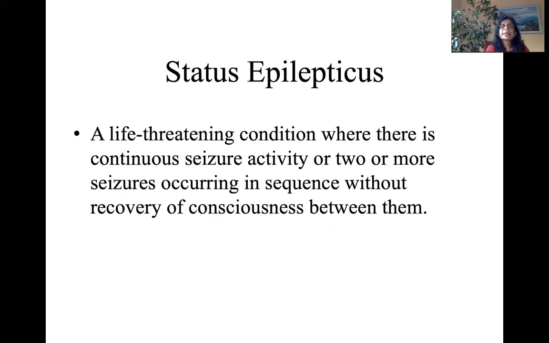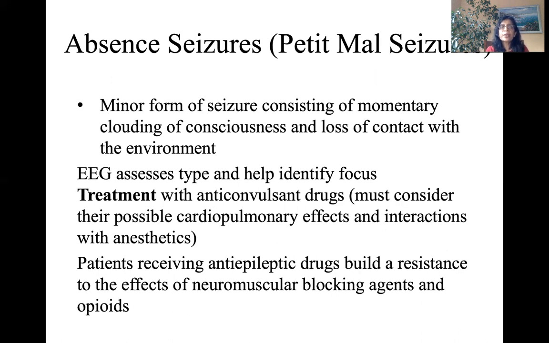All right. A status epilepticus is a life-threatening condition, okay? Here, what happens is the seizure activity is continuous, or two or more seizures occur without recovery of consciousness between them. So that is a dangerous kind. Okay, another one is absence seizures. These are petit mal seizures, okay? A minor form of seizure consisting of momentary clouding of consciousness and loss of contact with the environment, okay?